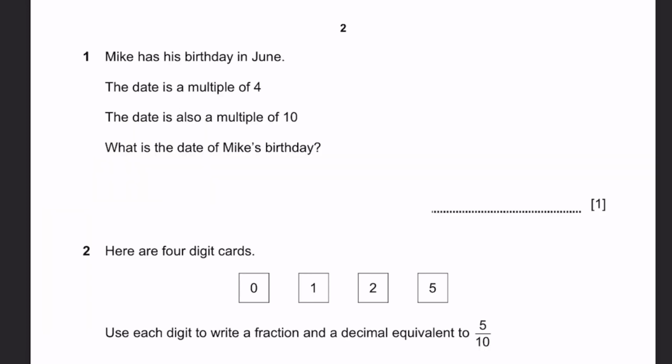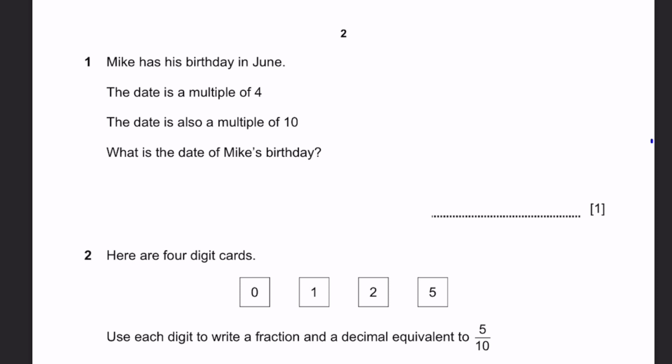Let's start. Question 1. Mike has his birthday in June. The date's a multiple of 4 and it's also a multiple of 10. What's the date of Mike's birthday? So Mike has his birthday in June. That means that in the 30 days of June, he has his birthday on one of those days. The date's a multiple of 4 and a multiple of 10.